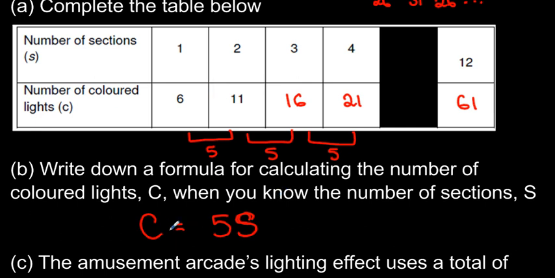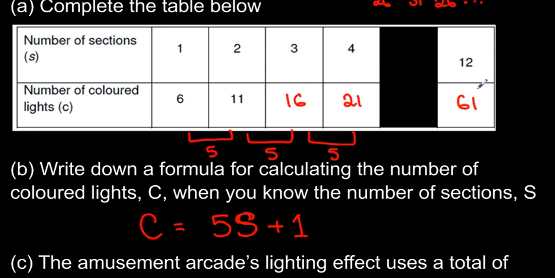If I was to do 5S, 5 ones are 5, they're not 6. 5 twos are 10, they're not 11. 5 threes are 15, they're not 16. But each of those times, if I do 5 ones, I get 5, and I add on 1 to get 6. I do 5 twos, and I get 10, and I add on 1 to get 11. I do 5 threes to get 15, and add on 1 to get 16. So every time I'm adding 1 on. So my formula is C equals 5S plus 1. And the plus 1 is what fixes it.